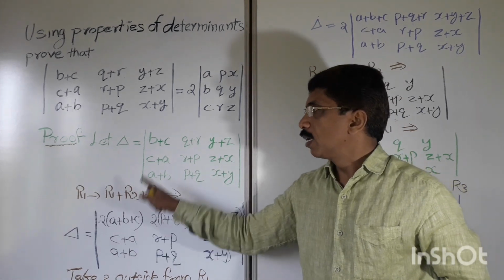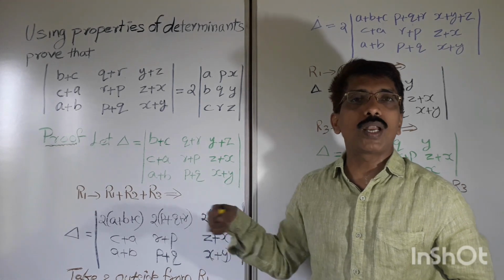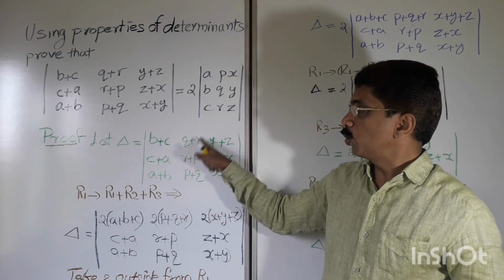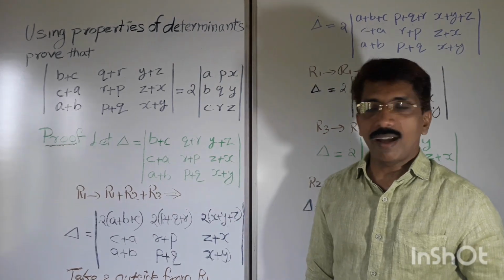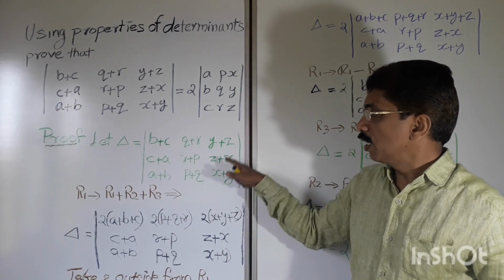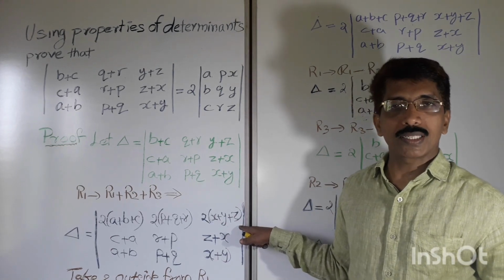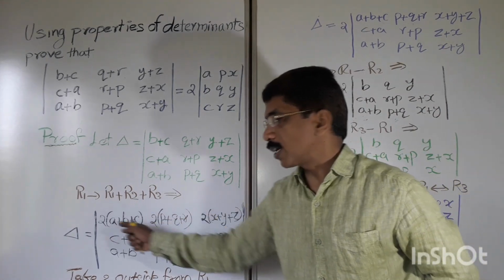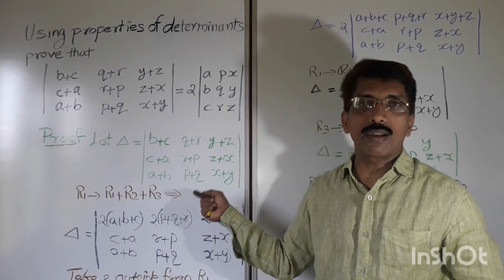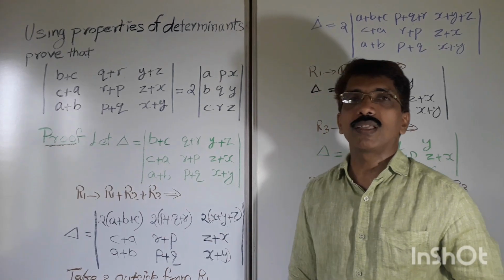So what do I get? 2B, 2A, 2C, that is 2 times A plus B plus C, the first term. Second term, 2P, 2R, 2Q we are getting by adding, so that is 2 times P plus Q plus R. Similarly 2X, 2Y and 2Z, if you add, we get 2 times X plus Y plus Z. So I have changed the first row this way. R2 and R3 I am not changing, only one row at a time I am changing. Only R1 I have changed, so R2 and R3 I am keeping the same.